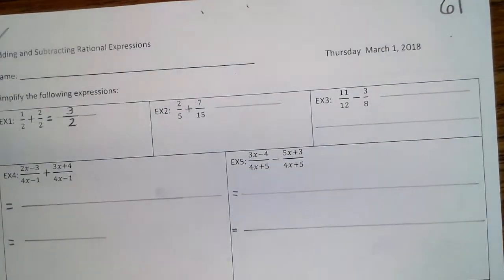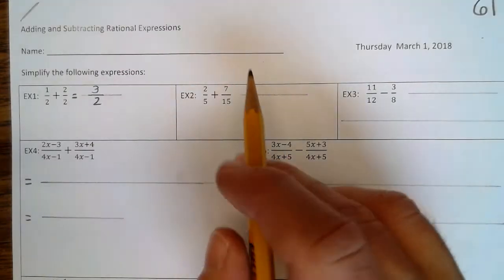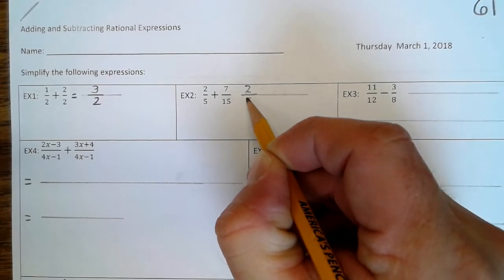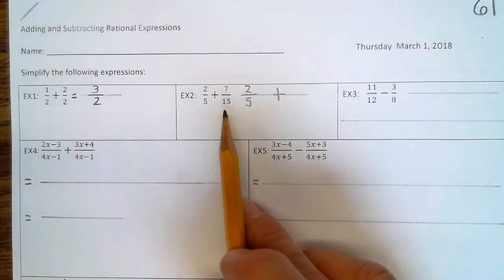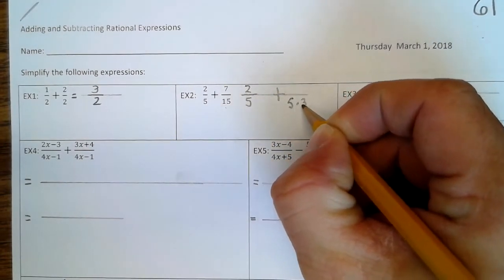All right, now I'm going to move into example 2, where you do not have common denominators, so we factor the denominator. So here, we can't factor anything out of the 5, but we can factor out a 5 from the 15, so that's 5 times 3.